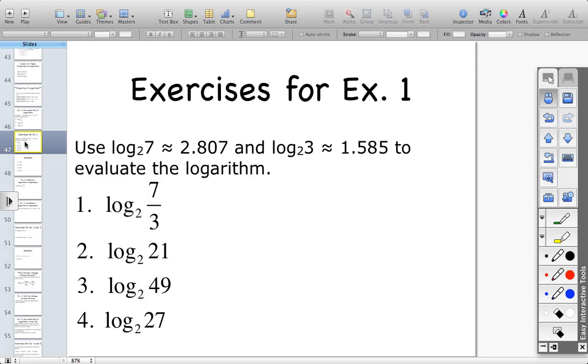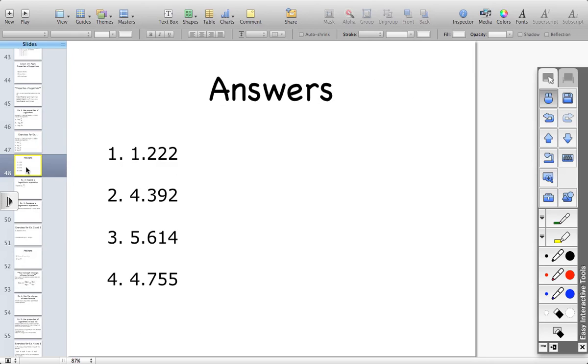Exercises, so you're given the values and 3 or 4 different problems to solve here. So pause, figure out these answers, and when you're ready, press play to move on. Alright, so here are the answers to the 4 questions. Again, circle the ones you have and make sure you ask about them in class.